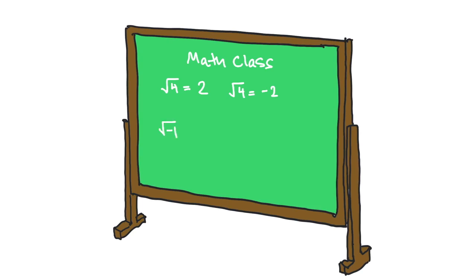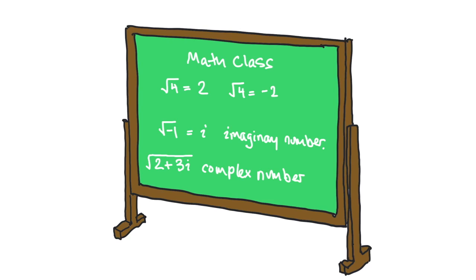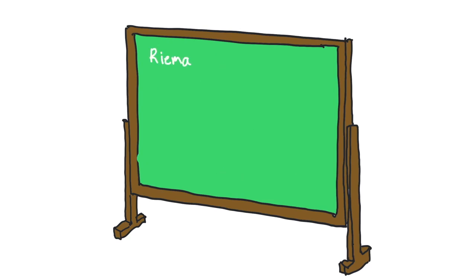But what about the square root of a negative number, like the square root of negative 1? You might recall that's an imaginary number, and we denote it with the letter i. A combination of a normal or real number with an imaginary number is a complex number. And the square root of a complex number is another complex number, but again there are two possibilities. To understand this, we need something called a Riemann surface.